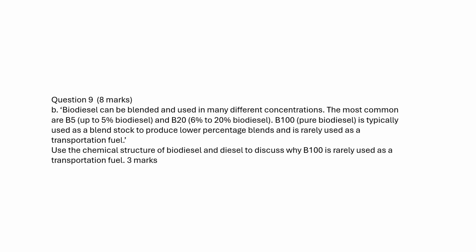Biodiesel can be blended and used in many different concentrations. The most common are B5, up to 5% biodiesel, and B20, 6% to 20% biodiesel. B100, pure biodiesel, is typically used as a blend stock to produce lower percentage blends, and is rarely used as a transportation fuel. Use the chemical structure of biodiesel and diesel to discuss why B100 is rarely used as a transportation fuel.